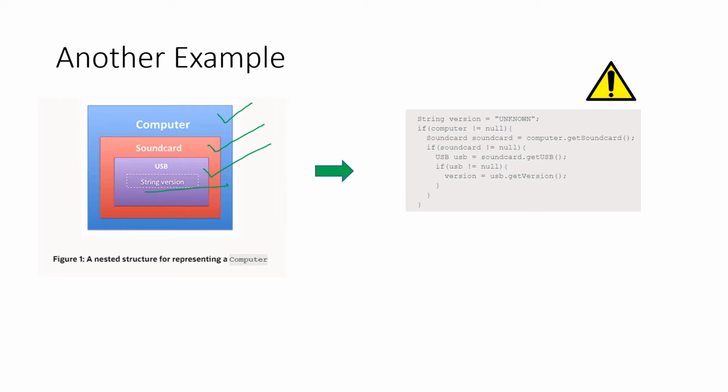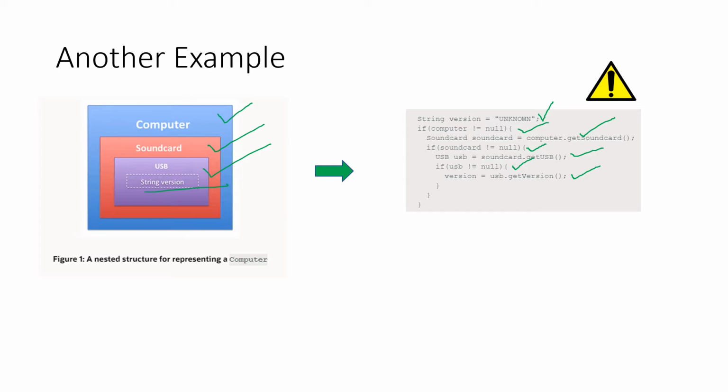So here you can see that the Computer class is checked for null first, and if the Computer class is not null, then it's going to get the sound card and again check sound card is not null, and then it again gets the USB class from the sound card class and checks USB is not null, and finally from USB it gets the version. Well, if it cannot enter into any of these if blocks, it's already setting the version as unknown. So is it the right way to do this?